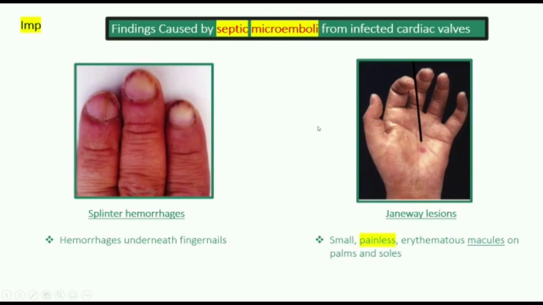So finally, I will just explain some of the findings in endocarditis, which are important to know. In an infective or bacterial vegetation, the bacterial vegetation found on the cardiac valve can dislodge and embolize, causing aseptic microembolization that can go to the nail blood vessels, causing splinter hemorrhage, or it can go to the palms and soles, causing erythematous macules that are painless, which are called Janeway lesions. It's important to know it is painless.